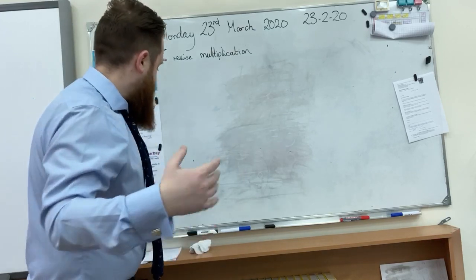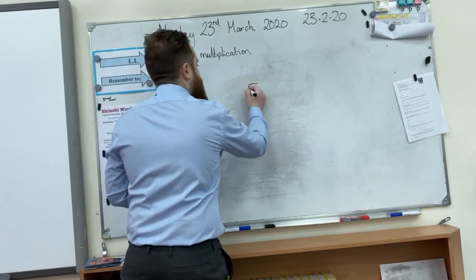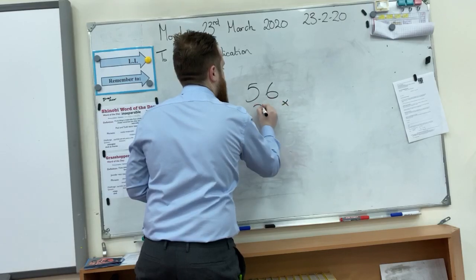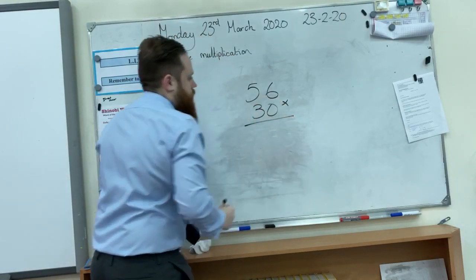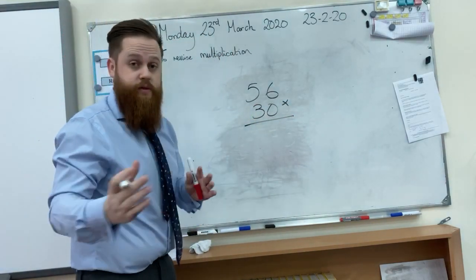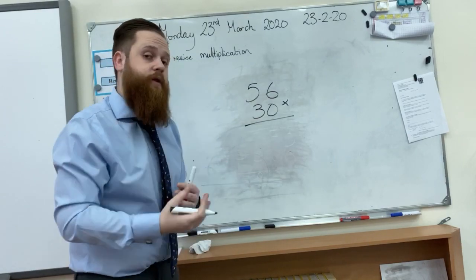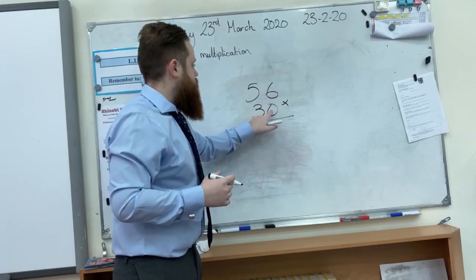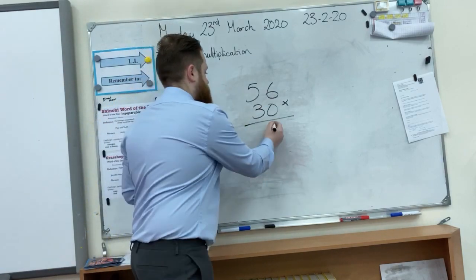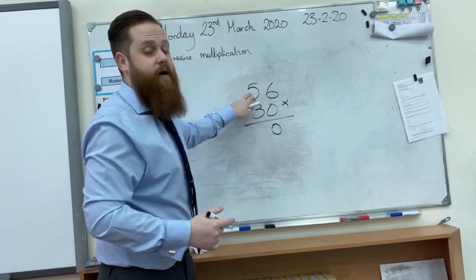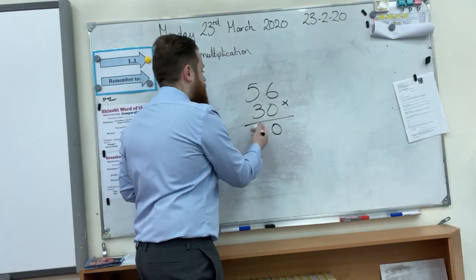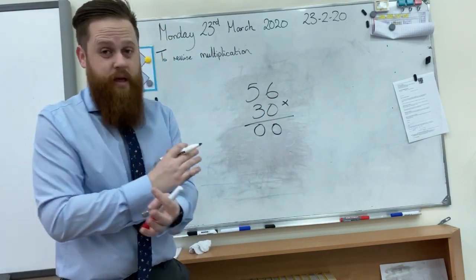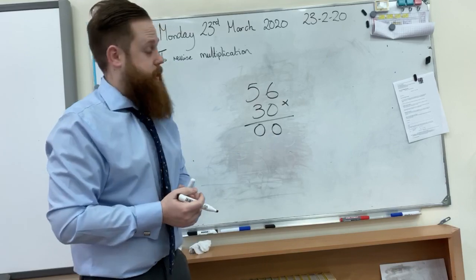We'll start off fairly straightforward with 56 times 30. Feel free to pause it, work it out yourself, and then we'll go through the answer. First one, 0 times 6. 0 times the 5 tens, but it's still going to be 0. Of course, if it's multiplying by 0, it's always going to equal 0.